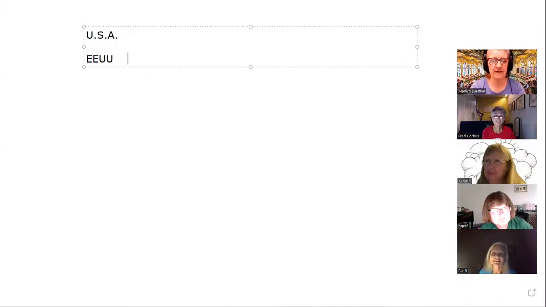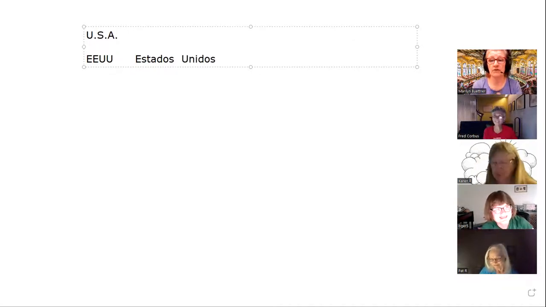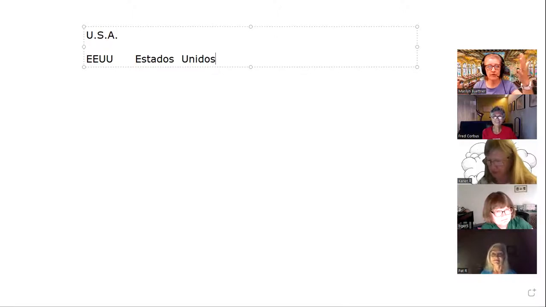The only thing I can give you, which may not be satisfying, is that it's estados because we have more than one state, therefore two E's. Unidos. This is kind of what I've been told, that it represents that there's more than one state, that we are a country, one country of 50 states.